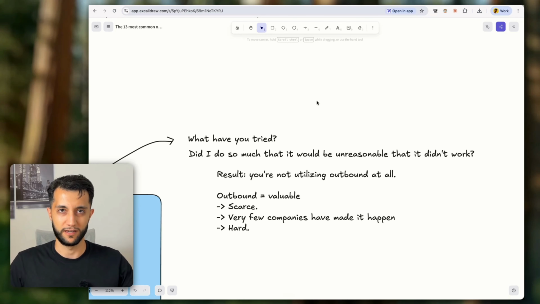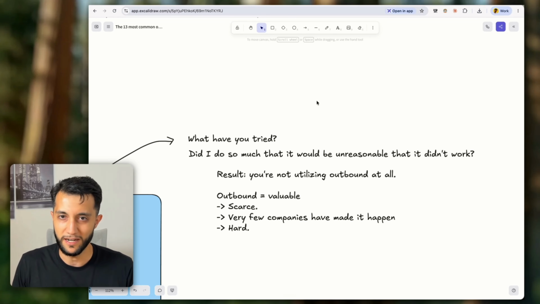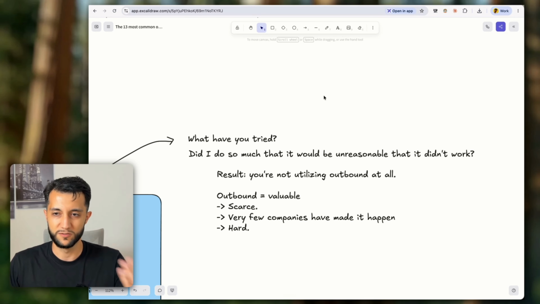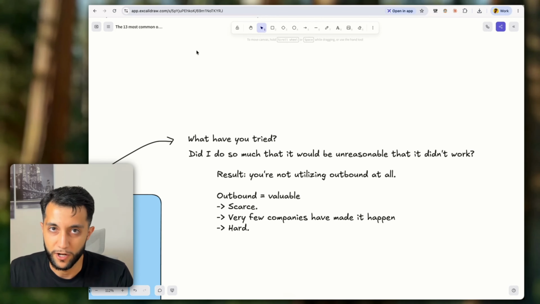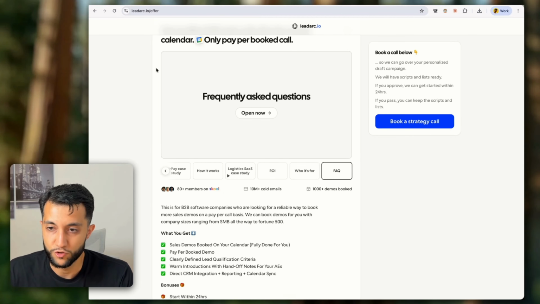I hate that word. I hate the abbreviation GTM. It doesn't mean anything. What do you mean, go to market? You're basically trying to ram cold emails into some inboxes. That's essentially what you want to do, right? You haven't tried anything.